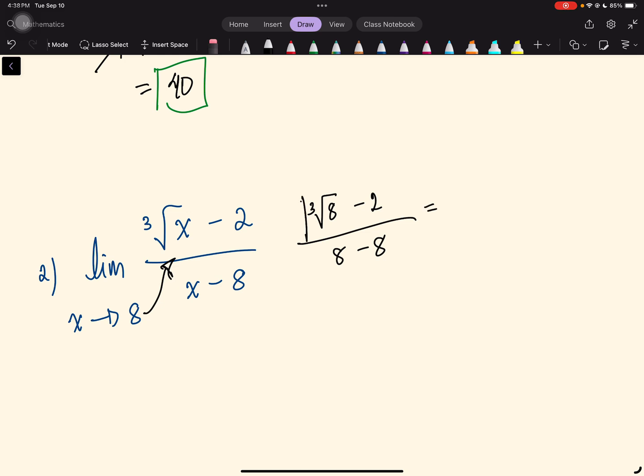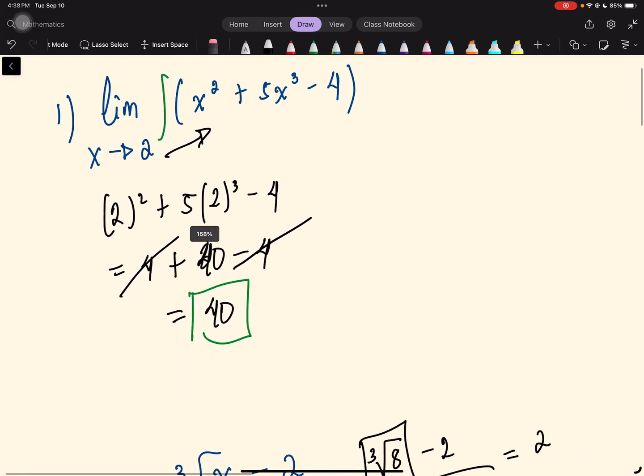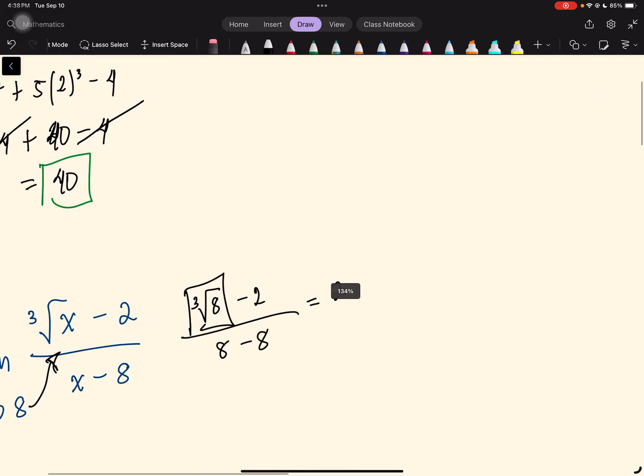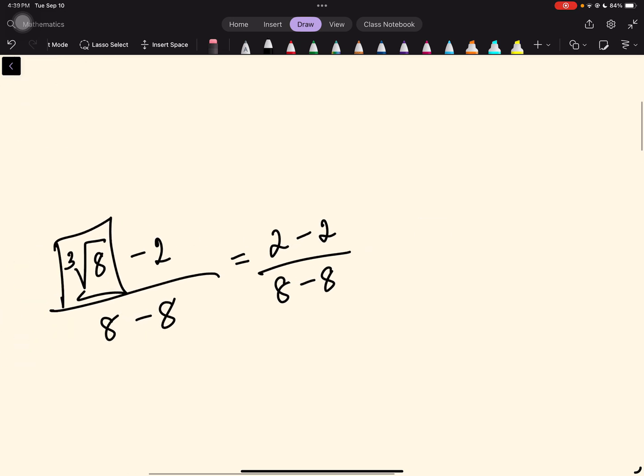The cube root of 8 is 2. Parang dito lang yan, di ba kanina? 2 cubed is 8, and then 8 times 5 is 40. Anyways, so cube root of 8, that's 2, minus 2. And then sa denominator, we have 8 minus 8. So as you can see, we have an indeterminate form. Okay, ang tawag dito is indeterminate.